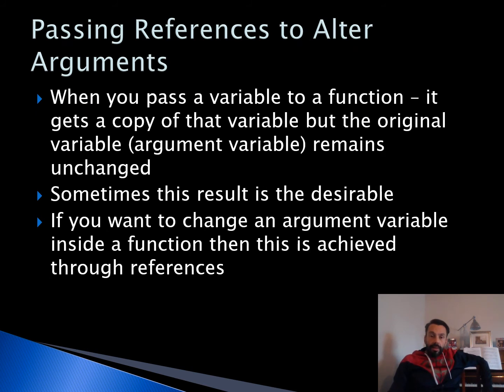Right, passing references to alter arguments. When you pass a variable to a function, what happens is it actually gets a copy of that variable. But the original variable argument within that particular function remains unchanged. So you're passing it to something else and you're passing it back, but the main one that you've actually passed in the first place, that's a copy that's being passed and not the real variable, so that remains unchanged. Sometimes that is the desirable result, and that's what you want, but sometimes it isn't. And if you want to change an argument variable inside a function, then you've got to achieve that through references.